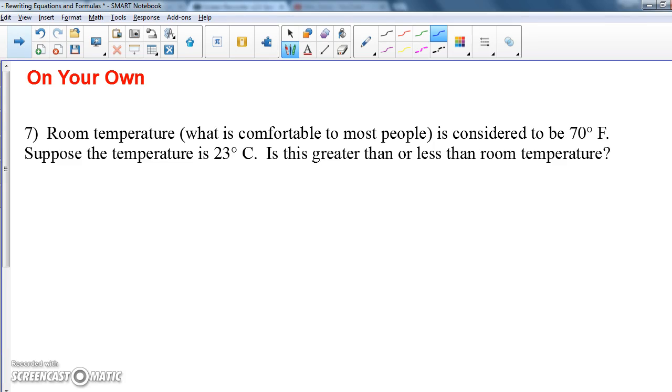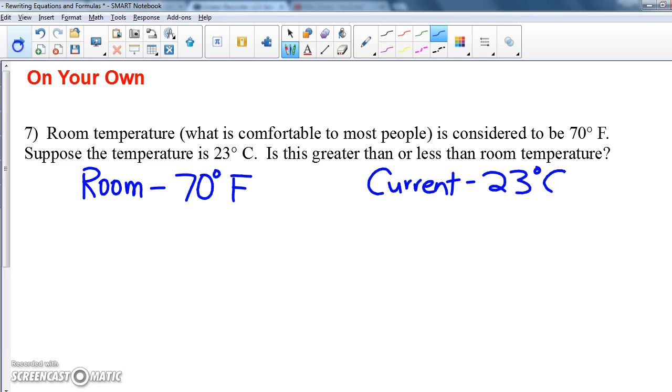Okay, so this is actually similar to the previous one, right? So I have room temperature, 70 degrees Fahrenheit, and that just means what's comfortable for most people, okay? And then right now, we'll say current temperature is 23 degrees Celsius. So we don't know if that's greater than or less than 70 because they're in different units. So what I'm going to do, I'm going to take my Celsius once again, and I'm going to change this to Fahrenheit. Okay?